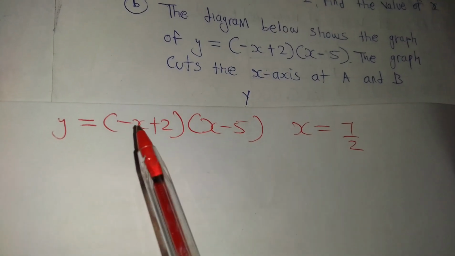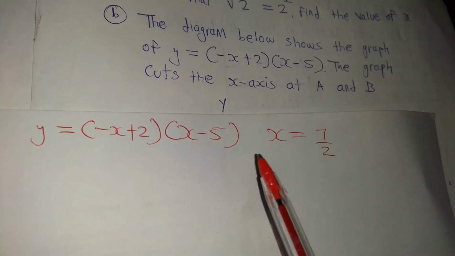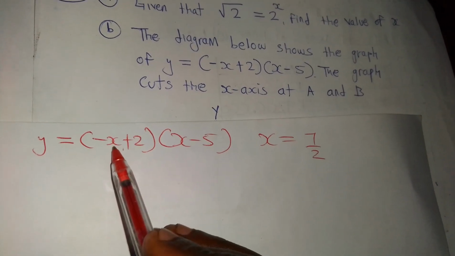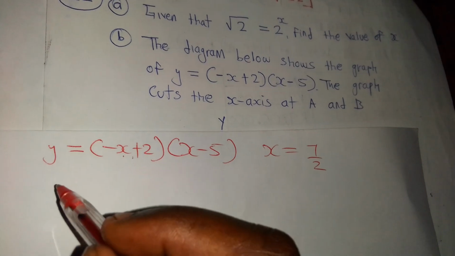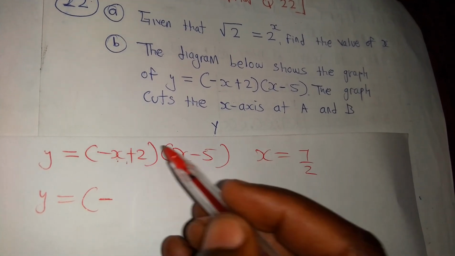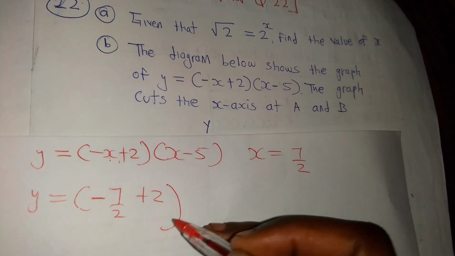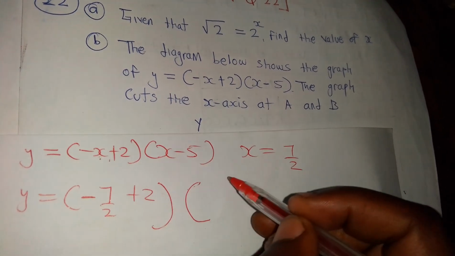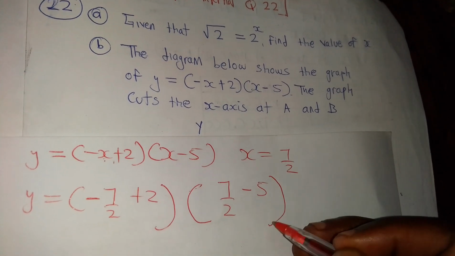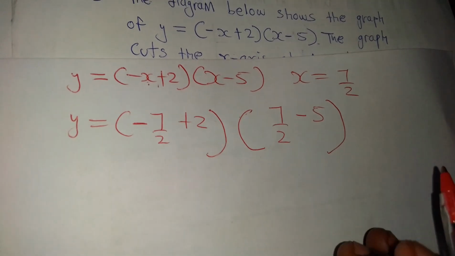To find the value of y, we use this original equation. Our x we have found to be 7 over 2, meaning where there is x, we replace it with 7 over 2. So our y will be equal to negative (x plus 2), where x is 7 over 2, close the bracket, open the bracket, x minus 5, where x is 7 over 2, then close the bracket. Bear in mind, this is paper 1, so there is no need to use a calculator.